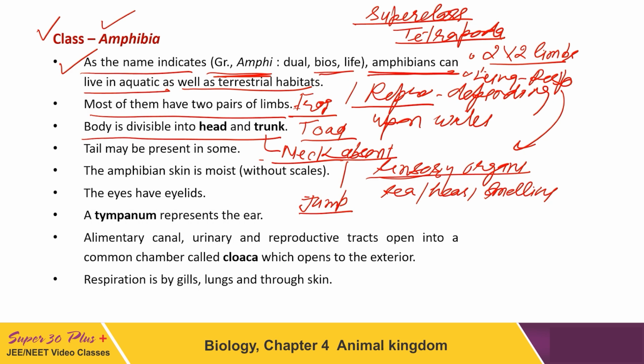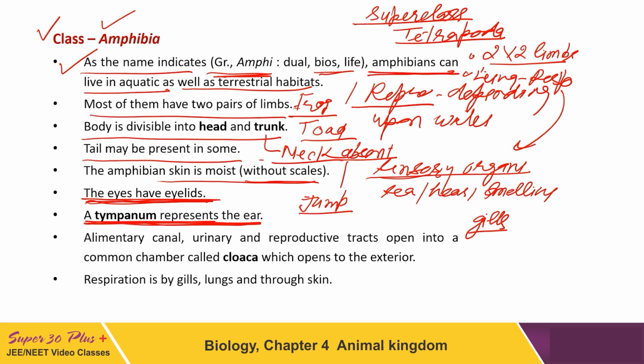Important point this is. Then amphibians, tail may be present in some, or it may disappear in adults. The amphibian skin is moist without scale. Scales are absent. The skin also helps in respiration, cutaneous respiration. The eye has eyelids. Nictitating membrane is there, but along with the nictitating membrane, the eyelids are also present. Is it right? You see, the tympanum represents the ear, right? Ears are there.